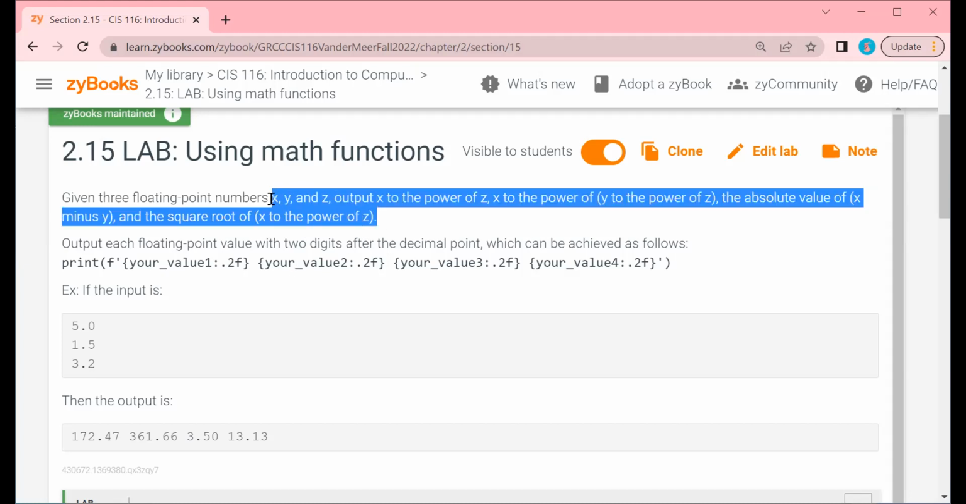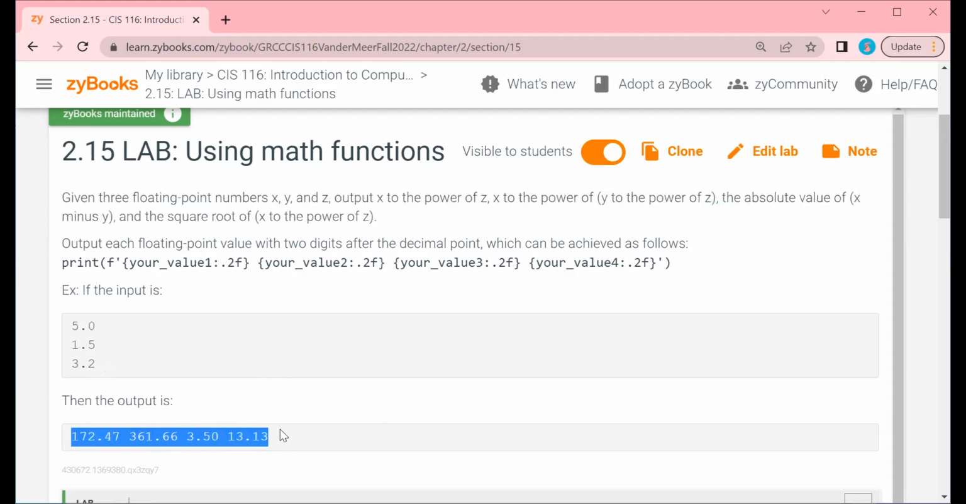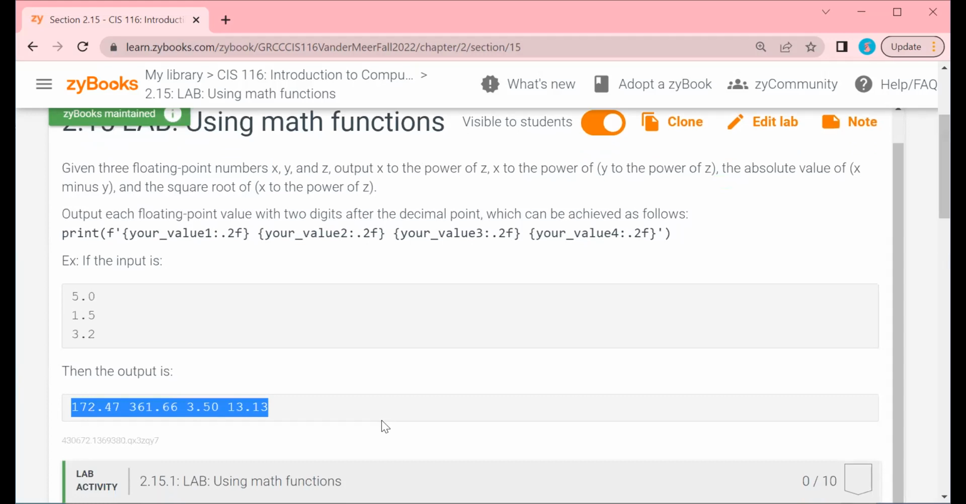They're all put right here, but that's based on what X, Y, and Z are. So if X is 5.0, Y is 1.5, and Z is 3.2, then here's my 4 things that I'm calculating. That's my sample output. And they give you your print statement, because that has to match the output exactly, like this number space this number space this number space this number. If I were doing it in Spyder, I would be more descriptive, but we can't do that here.